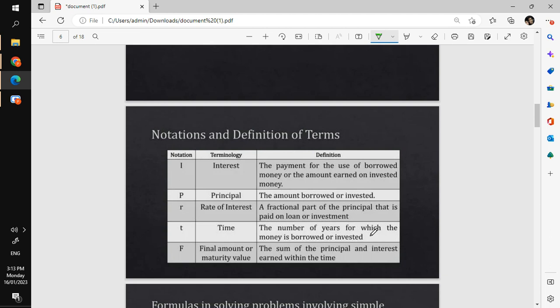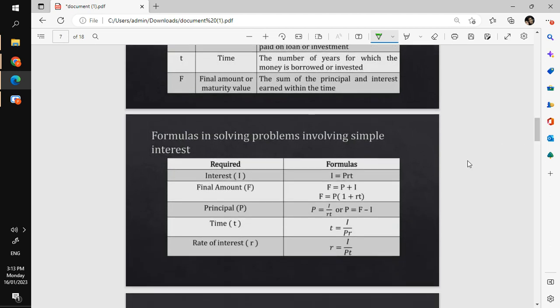You have to take note that the standard when talking about time is per year. If it is given in months, then you have to divide that by 12. If it is given in days, you will divide that by 365. If it is given in weeks, then you have to divide that by 52. We have here the different formulas. To get the interest amount, I is equal to P times R times T. To get the final amount, the future value or the maturity value, all you have to do is add the principal amount plus the interest.